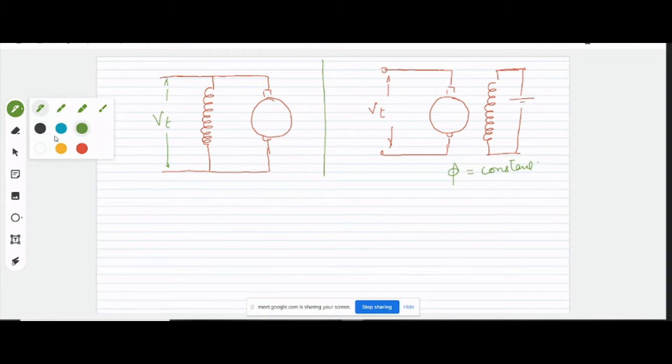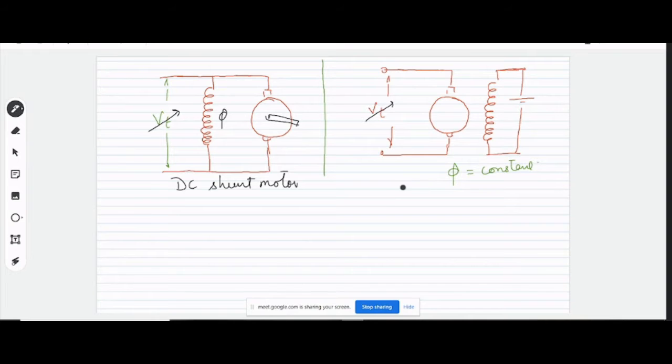If we vary this VT, in this case your flux is not going to change, right? Whereas if you vary this VT for a DC shunt motor, will your flux change or not? It will change, sir, because the field current associated with the winding will change. With the change in this voltage, your field winding current will change, and definitely that will lead to the change in the field flux. So with the variation in VT, your flux will also vary for a DC shunt motor, right?